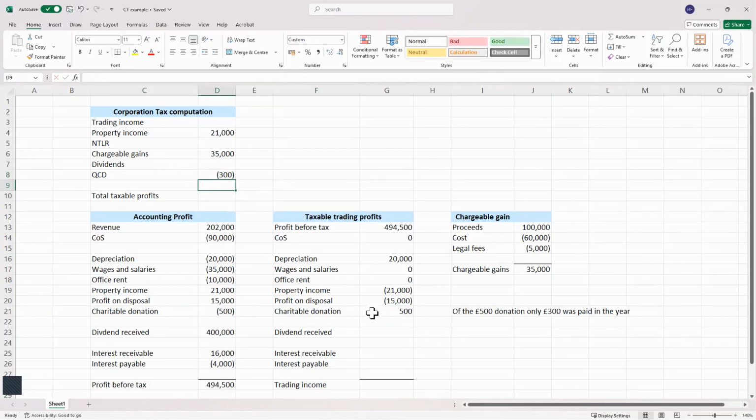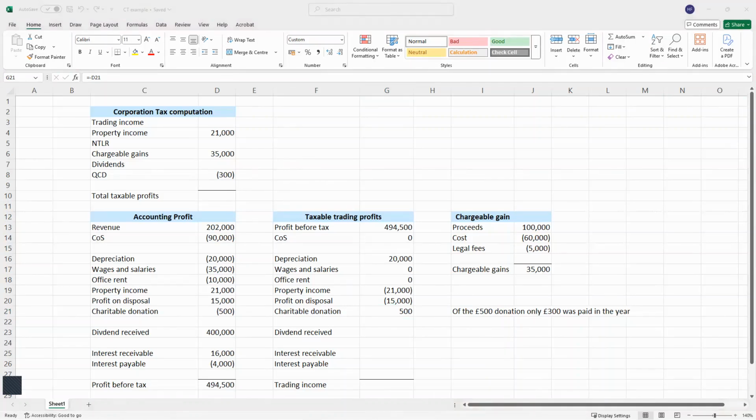So you can see we've stripped out the amount that went through the P&L, as this is not deductible for trading, but then we can take a deduction for any amounts paid. And when the final £200 is paid next year, we would then have a further deduction next year for qualifying charitable donations. And this is quite a common exam point to come up, so it is worth understanding how the qualifying charitable donations work.